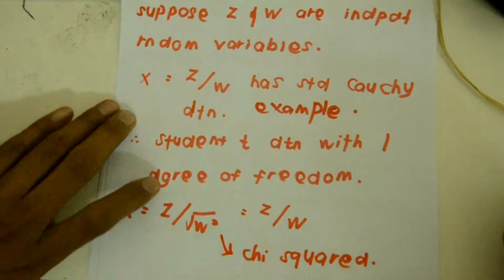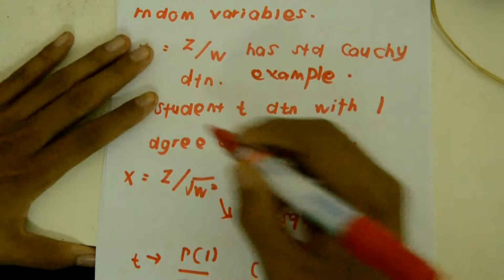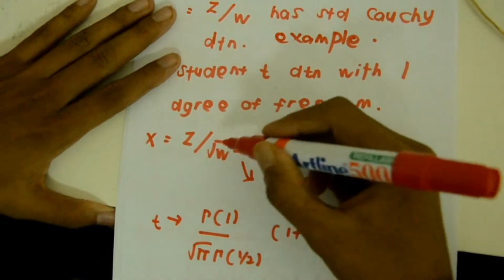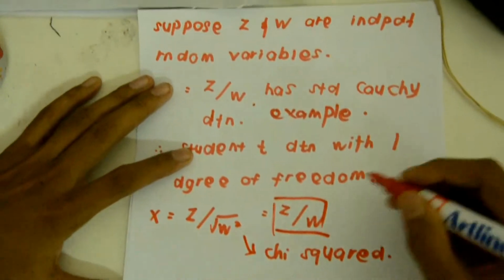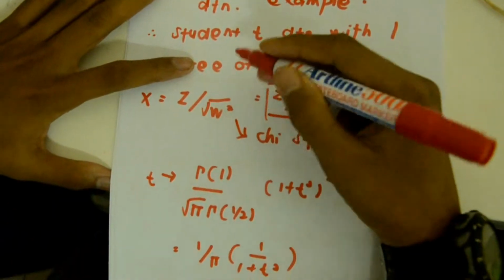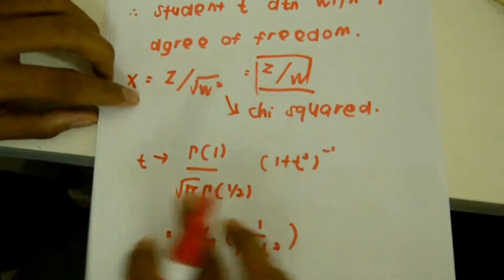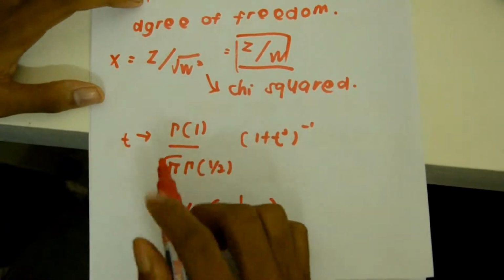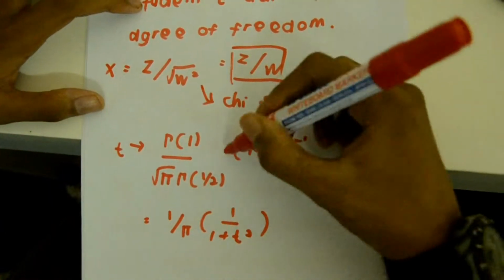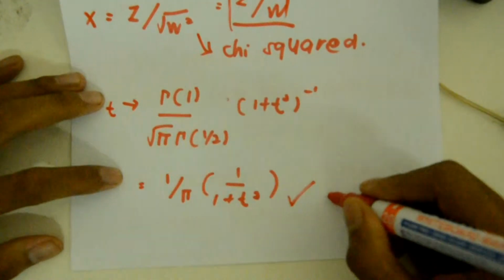Example, assuming student T distribution with 1 degree of freedom. So we can prove that z over square root of w squared is equal to z over w, same as the question above. As you guys know, since you got the power of squared, this will be related to chi squared. So we can expand the distribution. We will get t equal to gamma 1 over square root pi gamma half times (1 plus t squared) to the power of negative 1. And then the answer, we will get the Cauchy distribution.